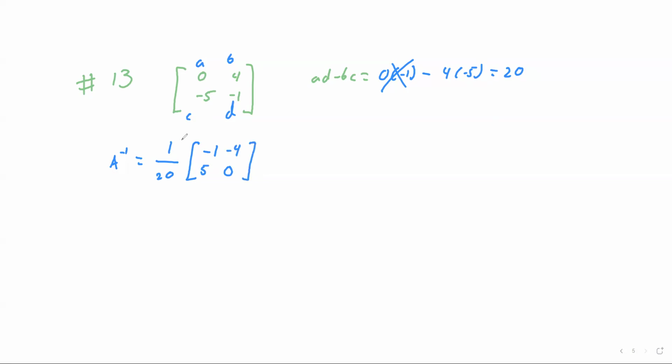After this point, all you got to do is just distribute it. So you're going to distribute this 1 over 20 into the matrix. And you would get -1 over 20. And then you want to simplify. 4 goes into 20 5 times. So that's going to be -1/5. 5 goes into 20 4 times. So that'd be 1/4. And then 1/20th times 0 is 0. And then that would be your answer. So when you are multiplying this fraction, make sure you're simplifying at the same time, or you multiply and then simplify in the next step. But this would be the inverse of number 13.